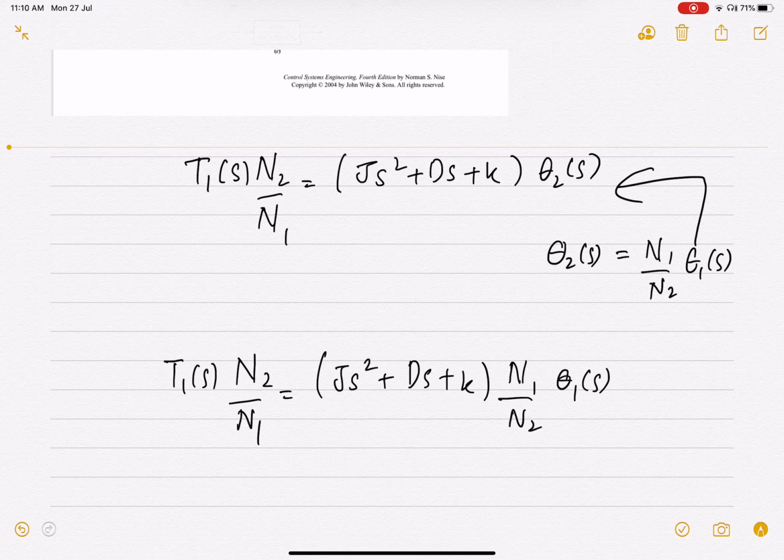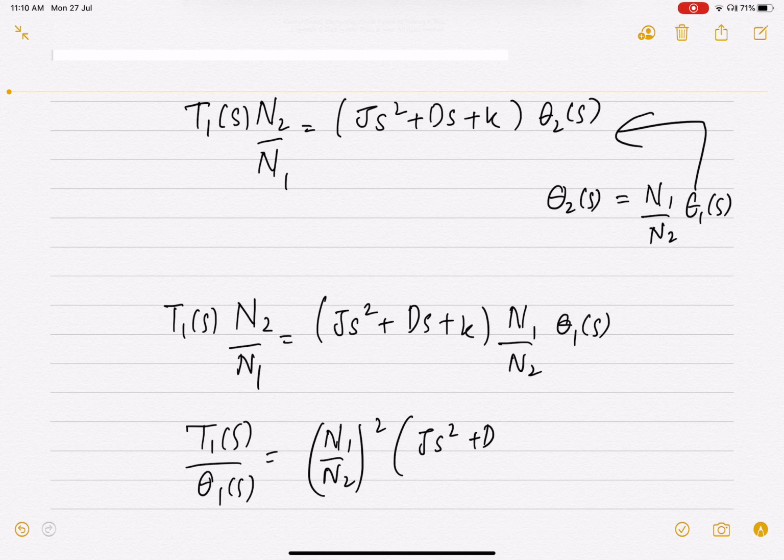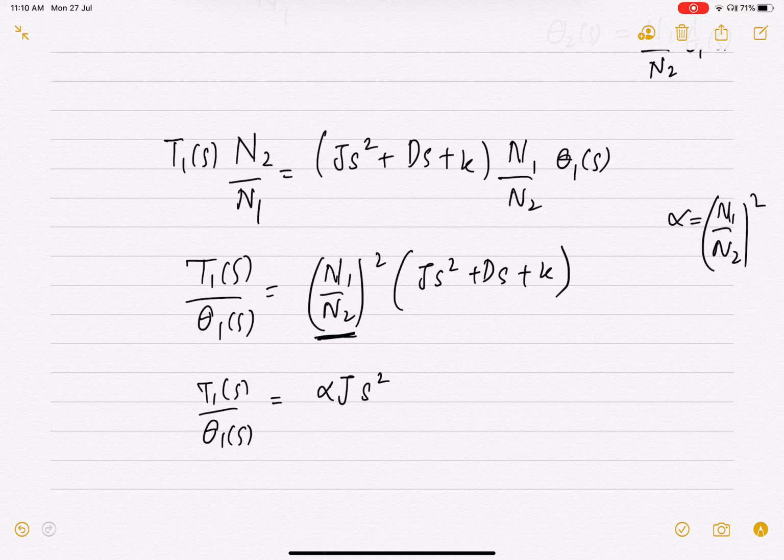1(s), right? So we can write down T1(s) by theta 1(s) is equal to n1 by n2 whole square, right, into Js square plus ds plus k. So if you call this constant, say alpha, give it a name, say alpha is equal to n1 by n2 whole square. Then T1(s) by theta 1(s) is equal to alpha J s square plus alpha d s plus alpha k.